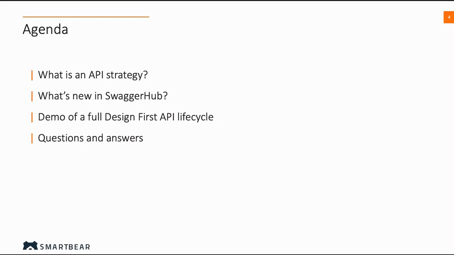I'm excited to talk to you today about some of our recent changes, what we've just released, and we're going to talk about it in the context of an API strategy, because that's really the world that we're speaking to here with these changes. So the agenda today is to look at what is an API strategy, what do we have new at SwaggerHub, and then we'll have a demo time toward the end of this and finish up with some Q&A. So make sure we leave enough time at the end for that.